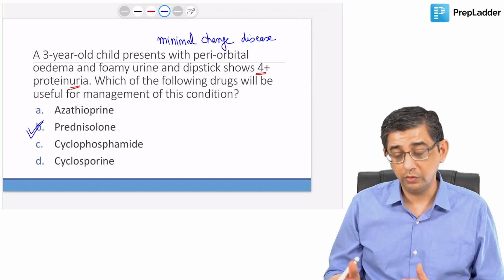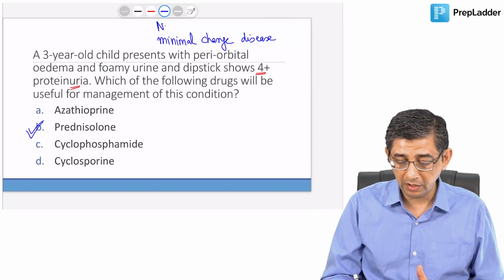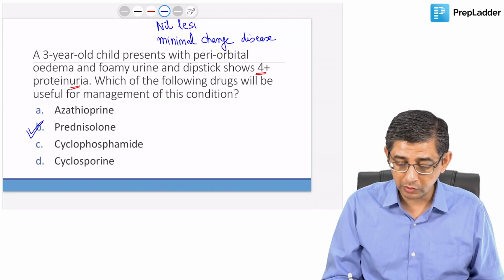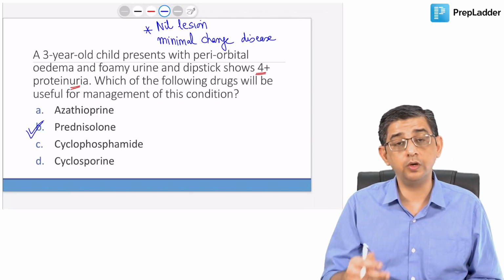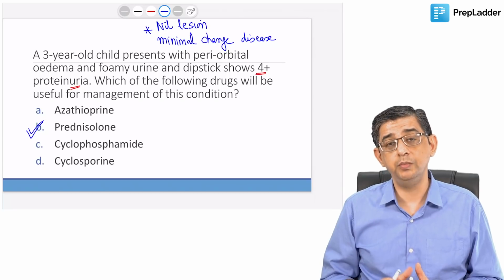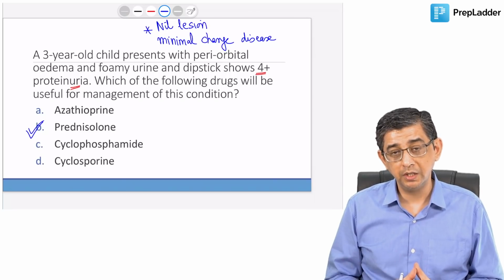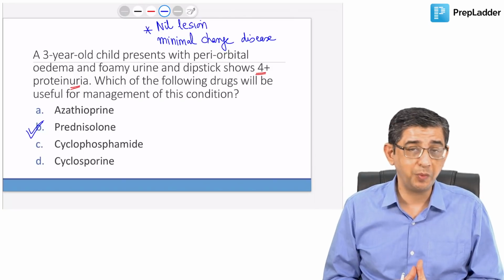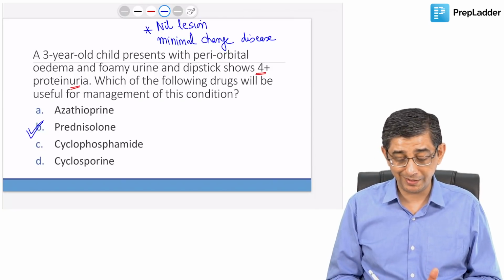It's the same disease, no, that you read as having effacement of the foot processes of the podocytes, and because light microscopy will not reveal any finding, we are going to call it a nil lesion. So minimal change disease per se or nil lesion is going to be treated with prednisolone. That is why we call it steroid responsive nephrotic syndrome. It has an excellent prognosis.